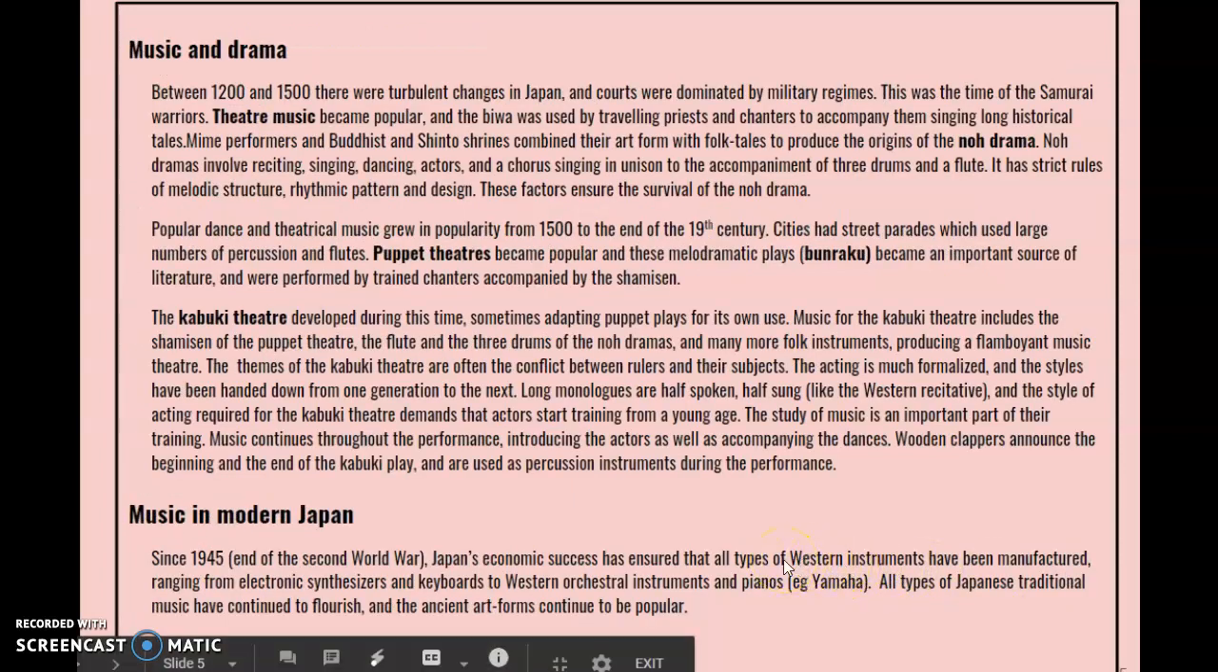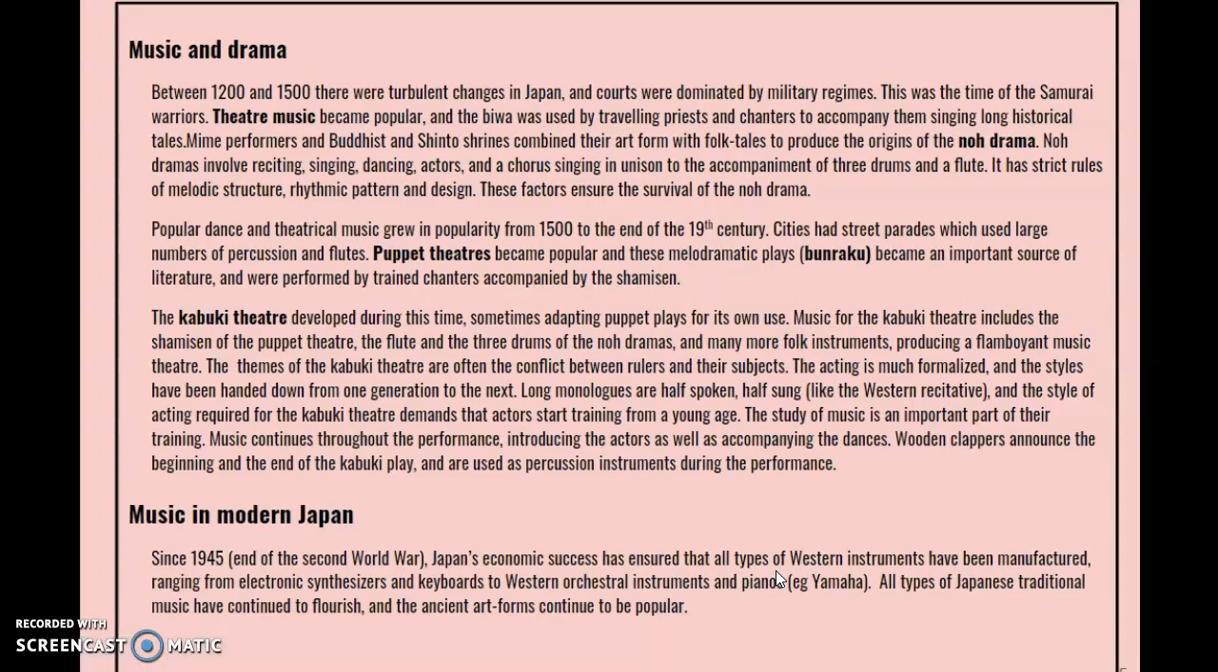Now music and drama, it will be very interesting for you to go through this. Stop it here and read through that part. Because I have theatre music that's quite specialized, my Noh drama. It's my classical drama. It reminds me of the Western opera. I have my puppet theatre that I call Bunraku, and I have the Kabuki theatre for the common people.